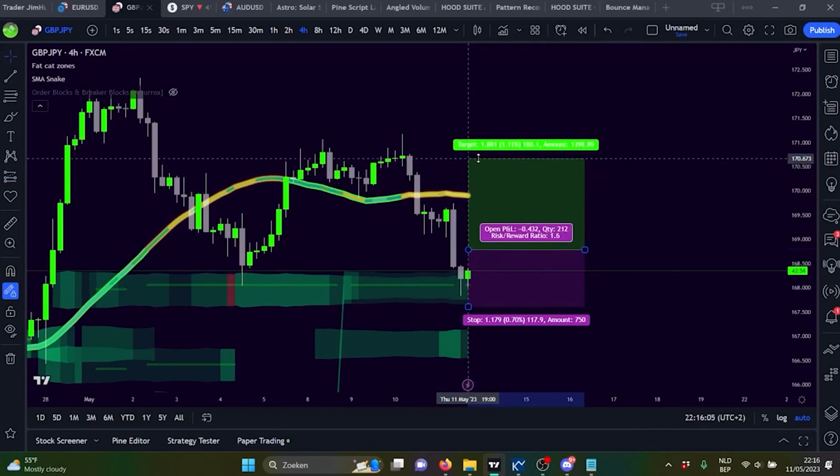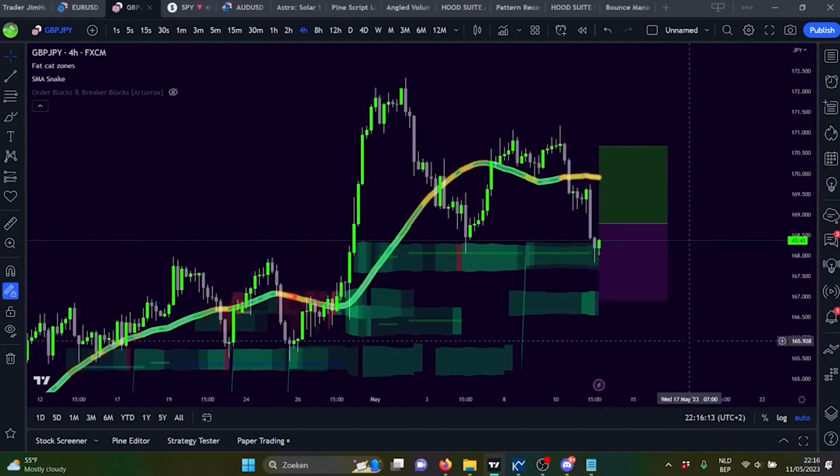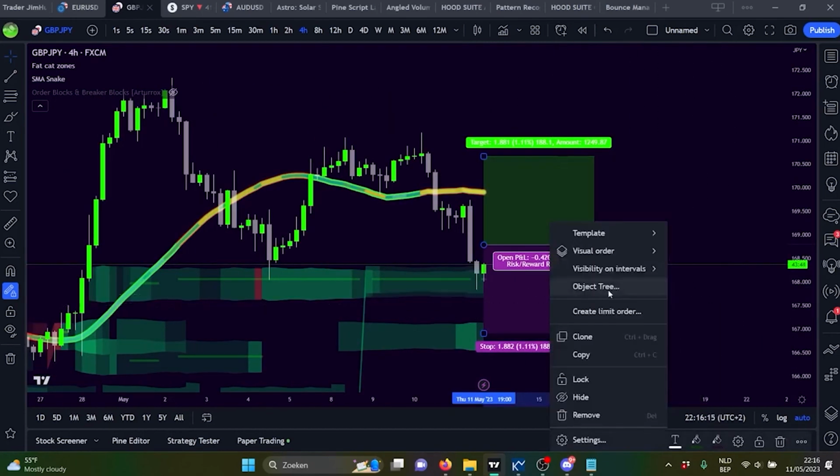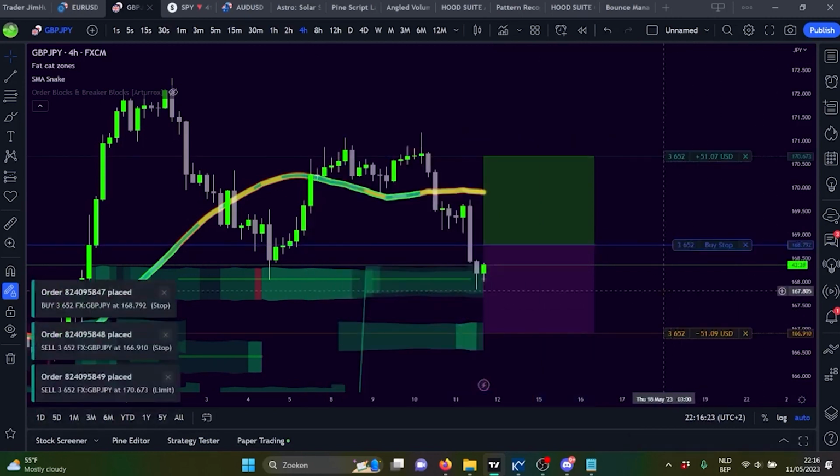Okay, let's target this. Then 1-to-1 risk to reward. Okay, that's looking good. Create a stop order. 0.5% risk. Okay, so that's in. Got a bunch of stop orders now.